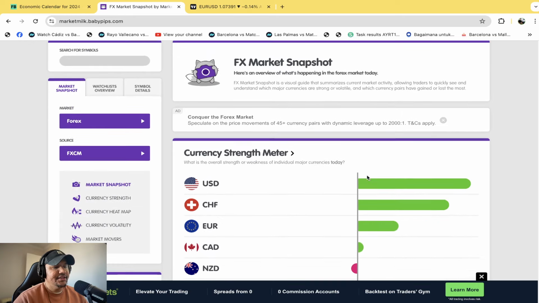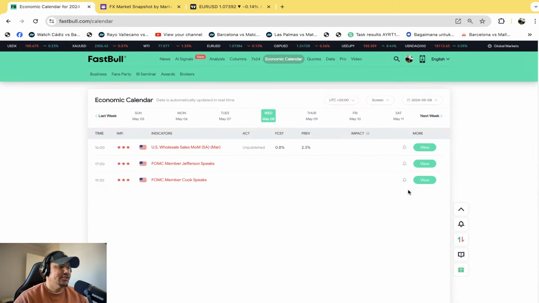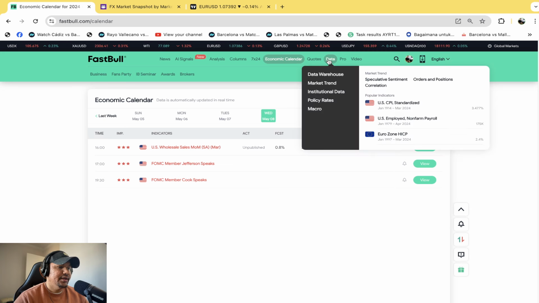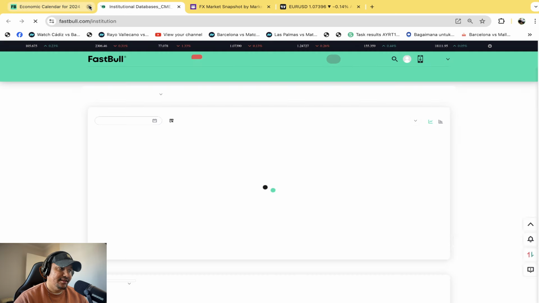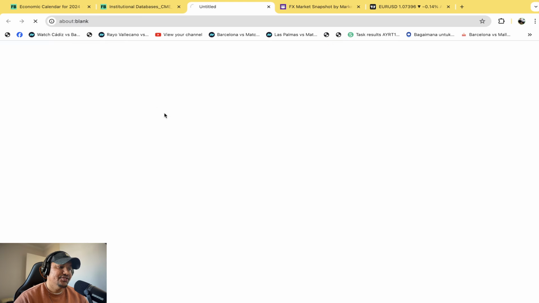Now, the first thing that we need to talk about is a currency strength meter. And for this, you're also going to need Fastball. I will leave a link in the comment section below. For Fastball, we're going to go to data. We're going to go to institutional data. Okay. From institutional data, we're going to go to speculative sentiment.